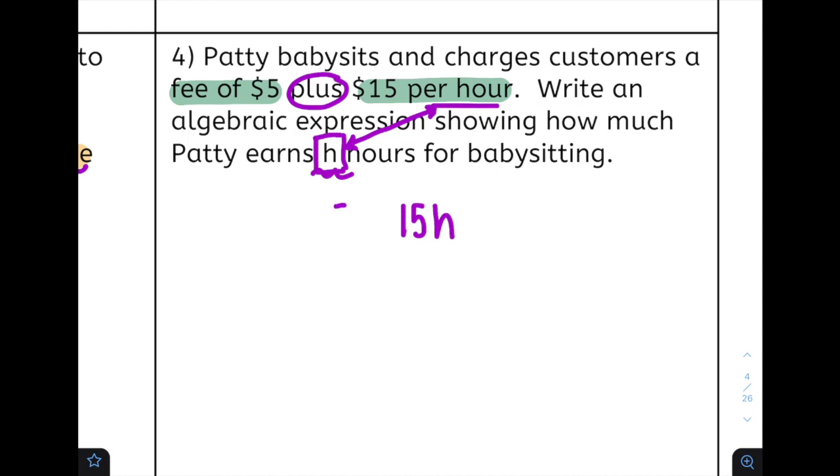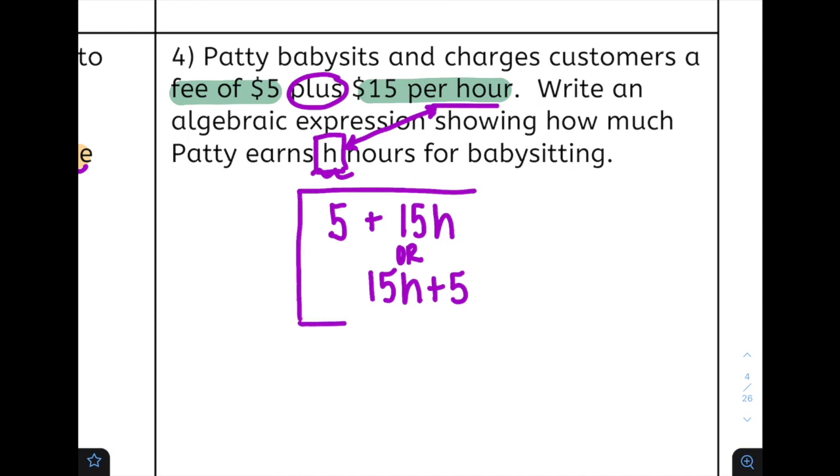But she charges $5 plus whatever she earns hourly. So you can have it set up where it's 5 plus 15H, and you could also even have it as 15H plus 5. Because addition is commutative, you can have them both ways.